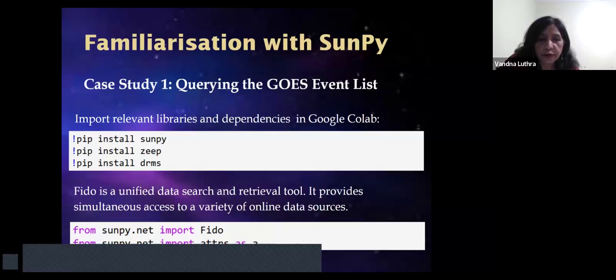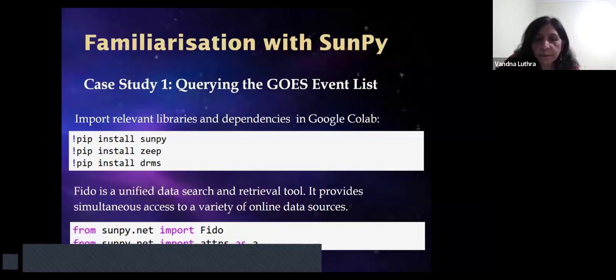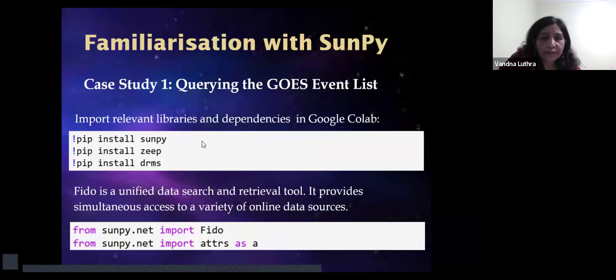Has everyone done up to this point? From sunpy.net import attrs as a, all the installation of the relevant libraries, followed by importing FIDO. Yes, you have to make a new Colab file of your own. Yes, Malvika, I will explain again. I have explained which libraries to install and which one to import. There are three which I have written at the top, and then import FIDO. FIDO is a unified data search and retrieval tool which can provide simultaneous access to a variety of online data sources. After doing this, I go to the next slide.